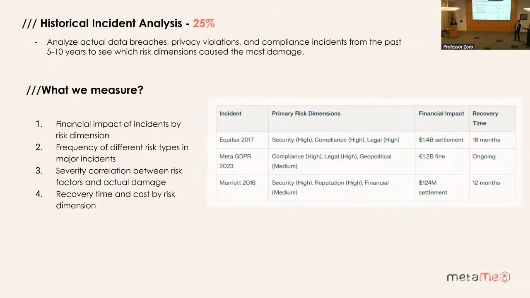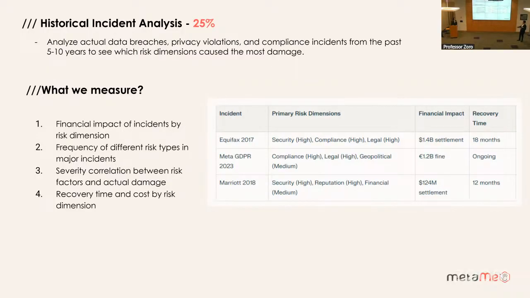So another big portion of our risk assessment is the historical incident analysis, and the way we do it is we start by measuring the financial impact that these companies have had in the past, and we see what the primary risk dimensions were that were affected. So when the Meta GDPR thing happened, they were fined under the GDPR. The biggest primary risk concerns were that they were not compliant. They had a bunch of legal issues, and a portion of it was also geopolitical, because the European Union has much better privacy laws than America does. So that was a portion of it.